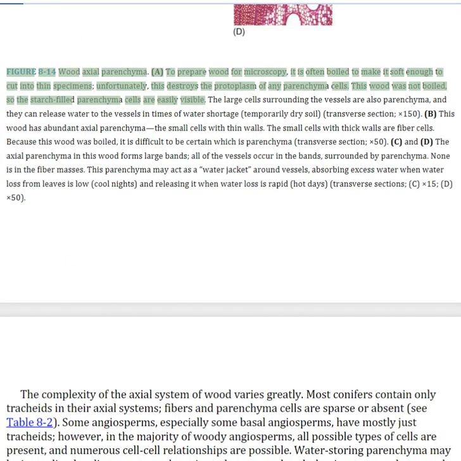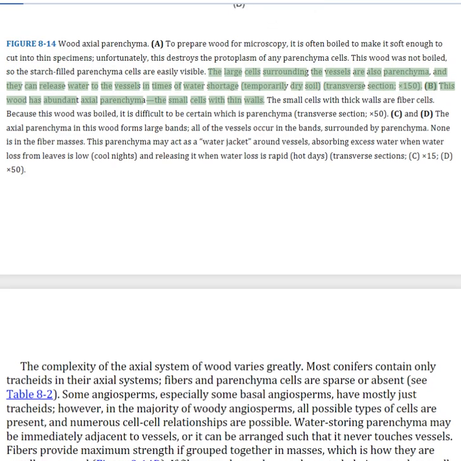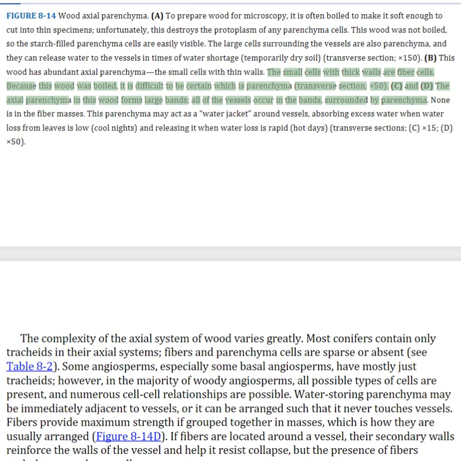Figure 8.14: Wood axial parenchyma. To prepare wood for microscopy, it is often boiled to make it soft enough to cut into thin specimens. Unfortunately, this destroys the protoplasm of any parenchyma cells. This wood was not boiled, so the starch-filled parenchyma cells are easily visible. The large cells surrounding the vessels are also parenchyma, and they can release water to the vessels in times of water shortage. This wood has abundant axial parenchyma, the small cells with thin walls. The small cells with thick walls are fiber cells.